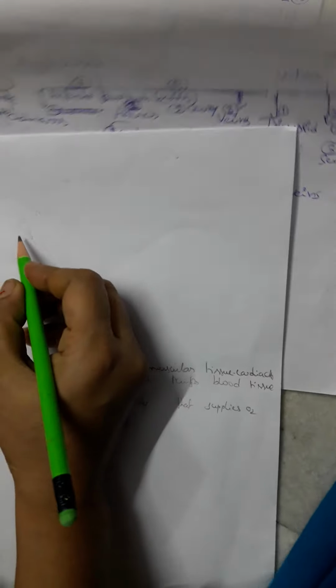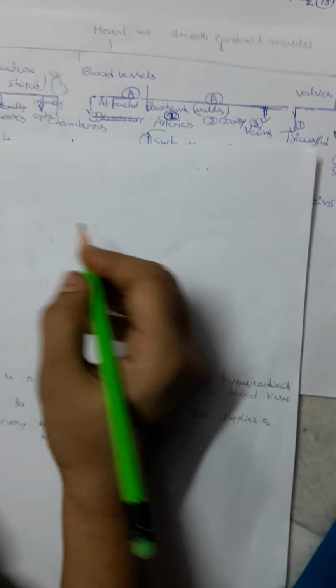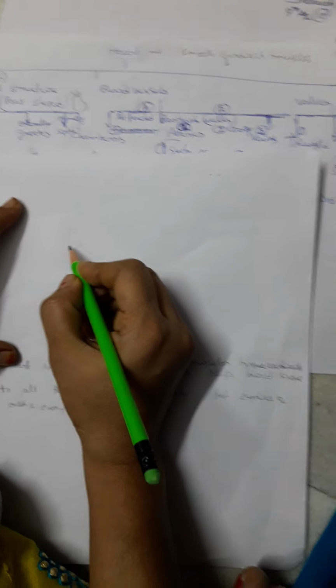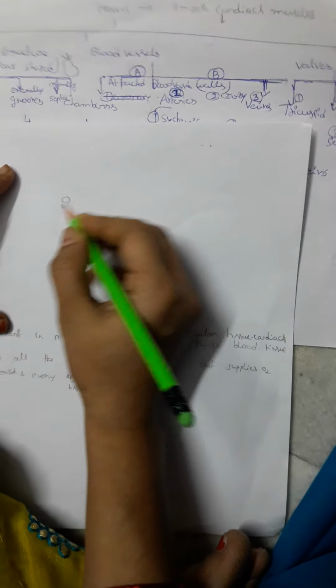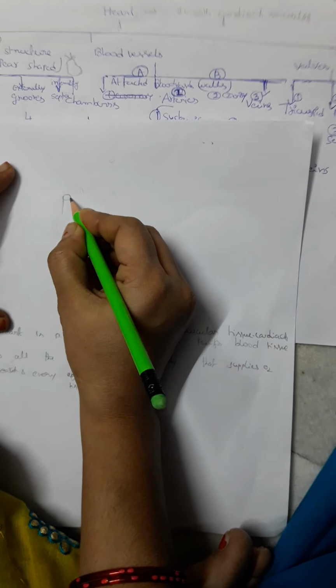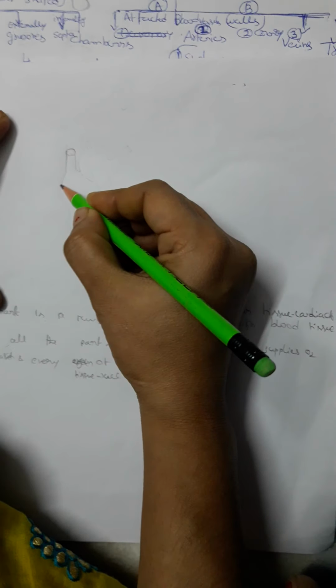Children, I am saying how to draw the heart diagram. This is the second way. First one I said already. So here I will draw the heart diagram. So first the vessels, blood vessels.